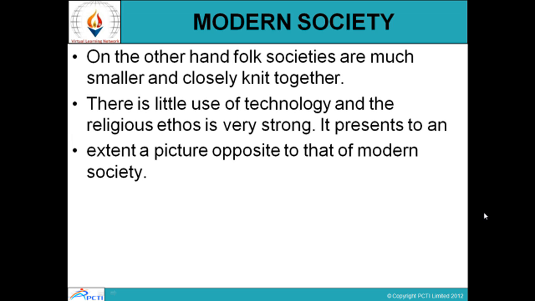On the other hand, folk societies are much smaller and closely knit together. There is little use of technology and the religious ethos is very strong. It presents to an extent a picture opposite to that of modern society. So the folk societies are much smaller and closely knit, with little use of technology, and their religious sentiments are very strong.